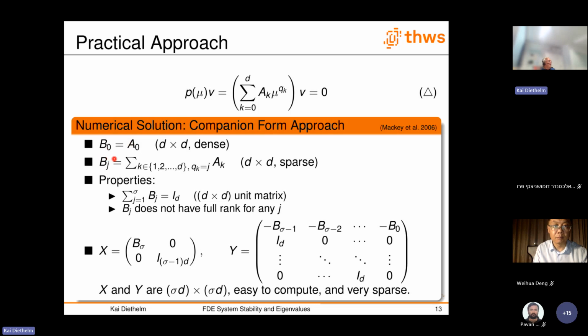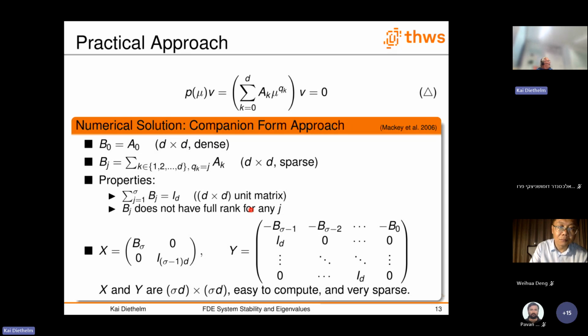The matrix Bj for j from 1 to sigma is, well, you can compute that by summing up some of the AKs. So this is also something which can be achieved very easily, gives you also a D by D matrix, and it's sparse. It's a diagonal matrix, effectively, which may have zeros on the diagonal. If you add up all those Bj's, you get the identity matrix, the unit matrix. And none of those Bj's has full rank.